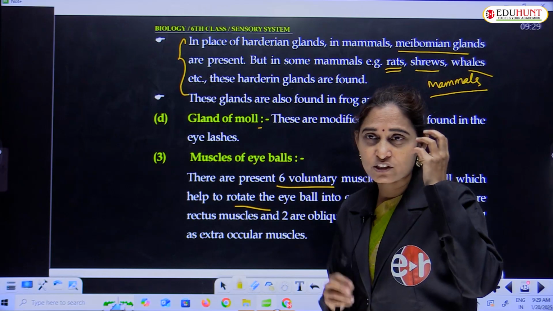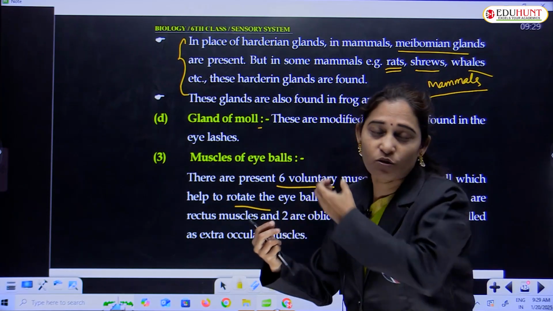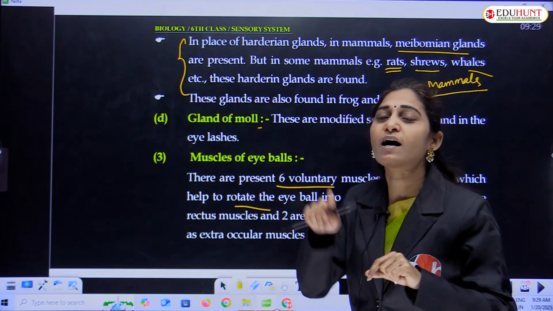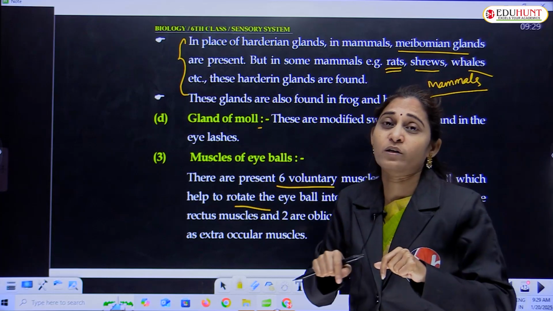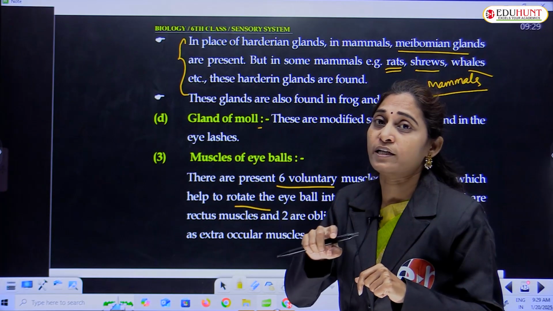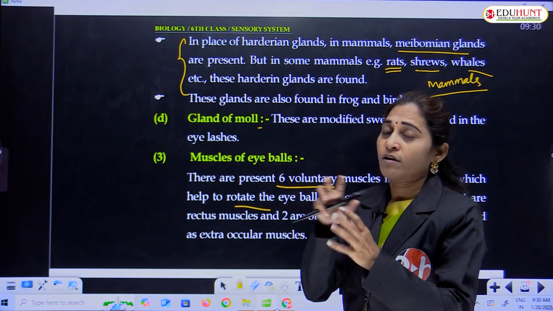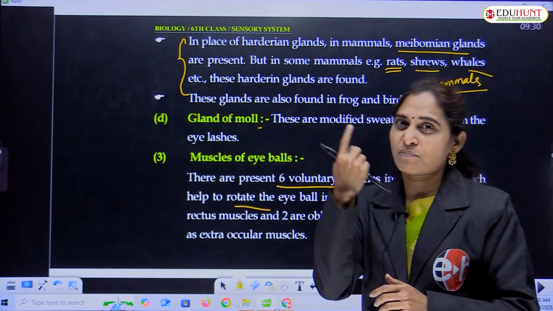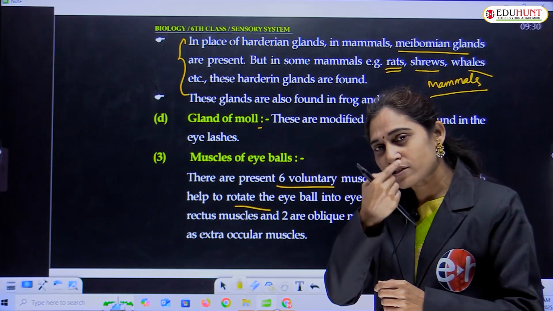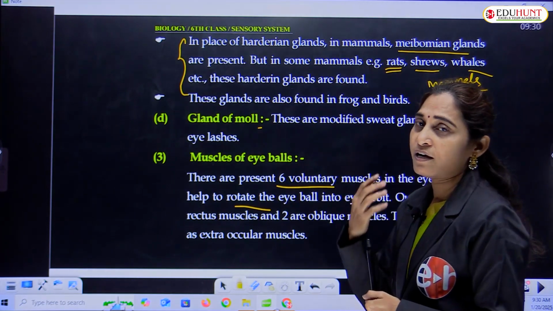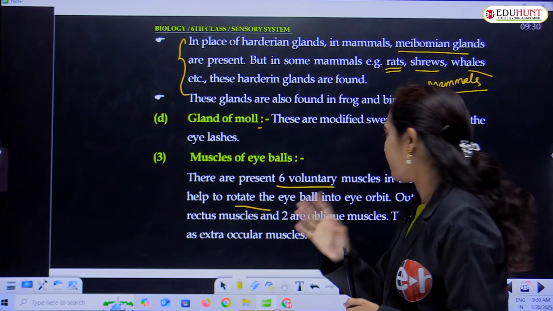The eye does not move as it likes; only within the socket, within the notch, that is eye orbit only, the eyeball can rotate. We do not rotate 360 degrees. Only to some extent we can move our eyeball.